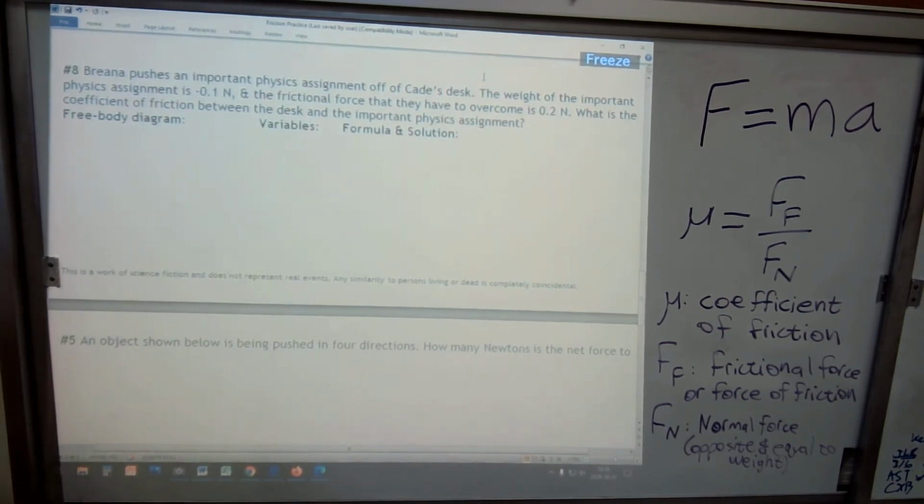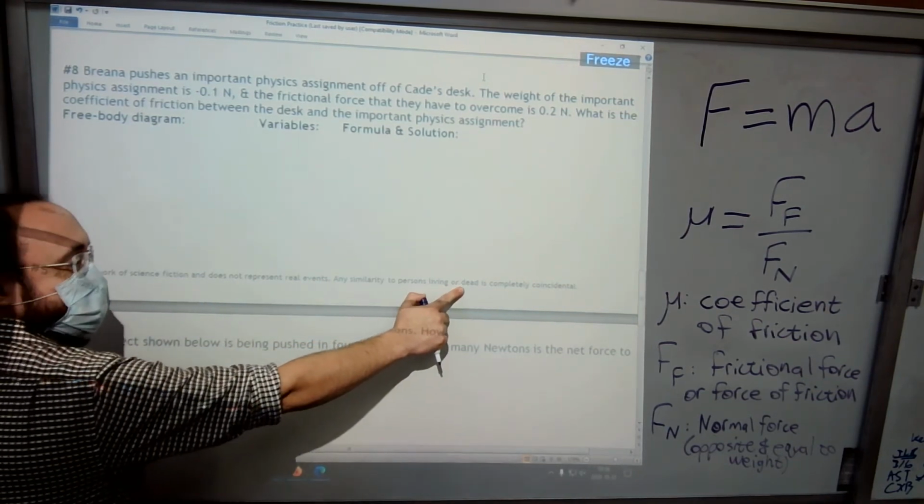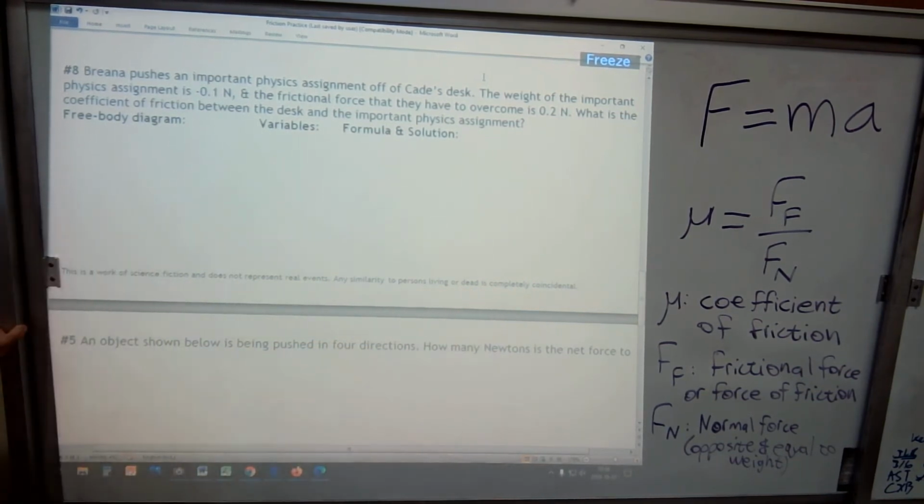So we've got somebody, Bree, is pushing an important physics assignment off of Cade's desk. I got old names in here, haven't had time to update the names, I'm sorry. By the way, this is the work of science fiction, does not represent real events. Any similarity of persons living or dead is completely coincidental. Literally a commercial.